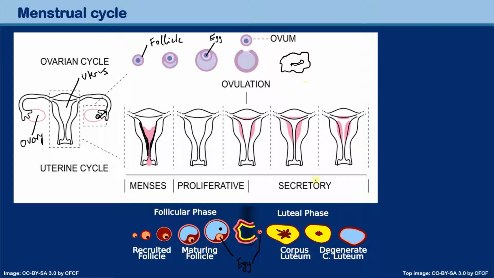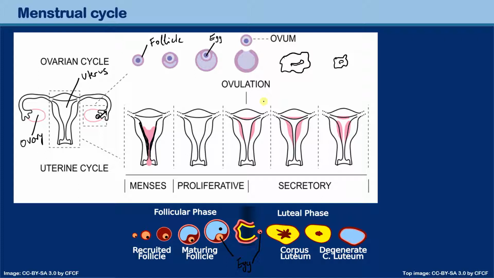And then it starts to slowly degenerate over the next several days, and it stops producing progesterone. So I'm just going to draw the follicle a little bit smaller over here to illustrate that essentially it's starting to degenerate, and it produces less progesterone, and therefore the endometrium lining cannot be maintained anymore, and the next menstrual bleeding starts. So that is basically an overview over the events that happen inside the ovary and the uterus.